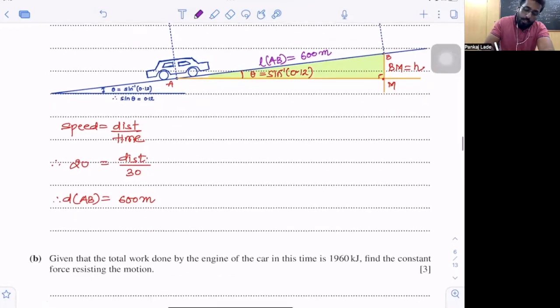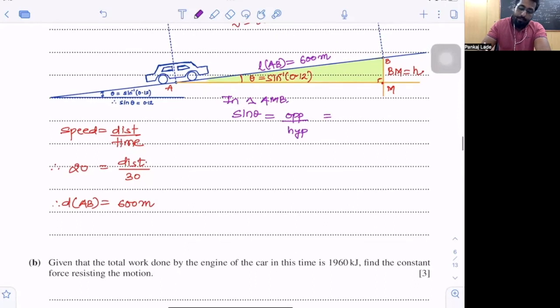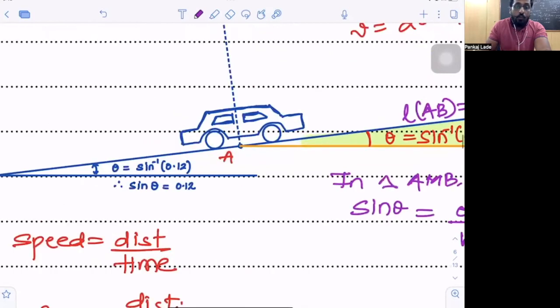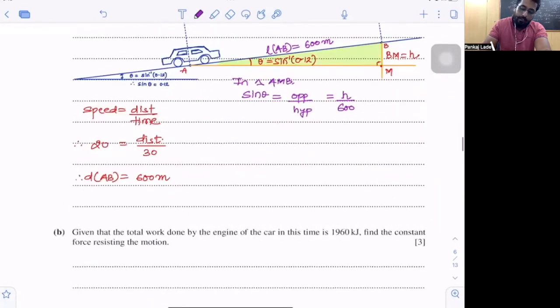So if I ask you to write sine theta, in triangle AMB, sine theta is opposite upon hypotenuse. So this would come how much? Sine theta would become equal to opposite, which is BM, that's H, upon the hypotenuse, which is 600. But don't we know what's the value of sine theta? Students, sine theta was 0.12, right? So I can write here, therefore, H is equal to 600 into sine theta, which is 0.12 into 600. That should give me 72 meters, right?